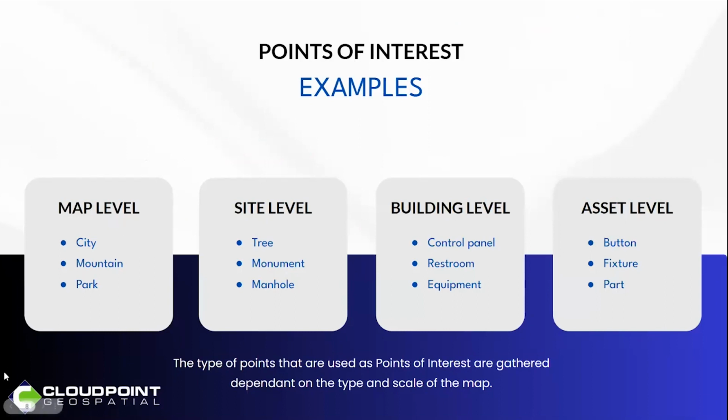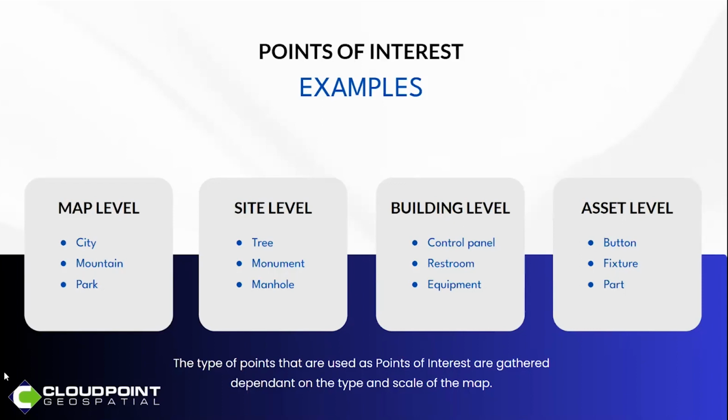So examples of points of interest, historically, and as we think about these different scales and come down from a high level: at a mapping level, citywide, large area, a point of interest might be a city, a mountain, a park. But then as we drill down, we have site level points of interest. Examples of these might be trees, monuments, manholes, things that you're going to look at across a campus.